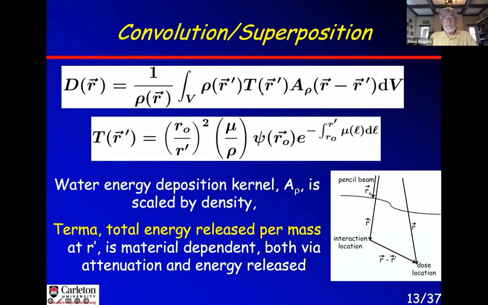But the critical point here really is where the terma comes in, and you see that the terma is taking into account the actual attenuation coefficient for the medium. So if it's bone, for example, you're seeing this 7% change in the actual terma because of that factor.